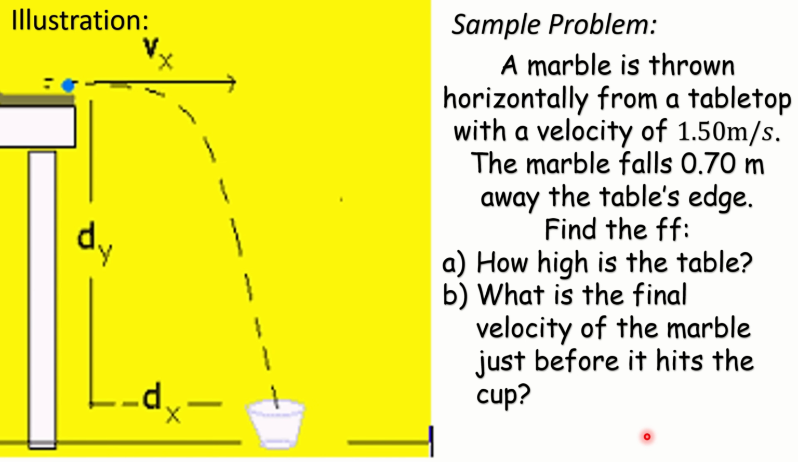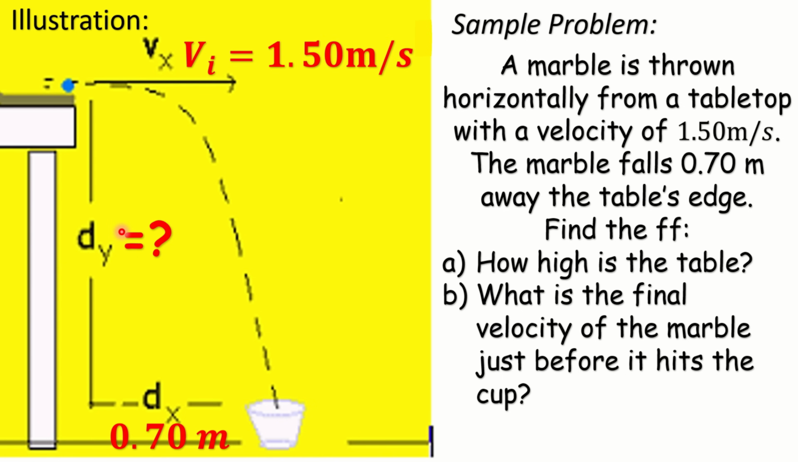A marble is thrown horizontally with an initial velocity of 1.50 meters per second. We are going to represent it as Vi, or initial velocity. Next, the marble falls at 0.70 meters away from the table. Therefore, we can say that it is the horizontal distance, or dx, and that is again 0.70 meters. Next, we are going to find how high the table is, or our vertical distance, dy. And also, if we have initial velocity, of course we have the final velocity of the marble before it touches the cup, and it is represented as Vf, or the final velocity.